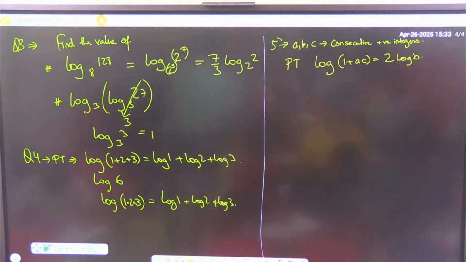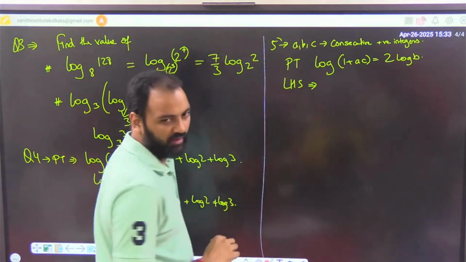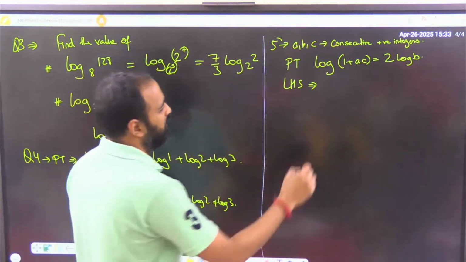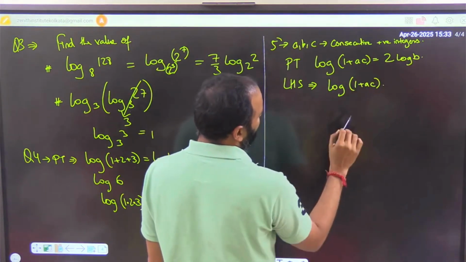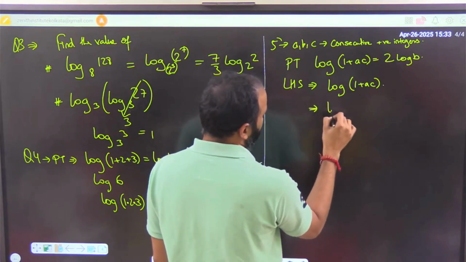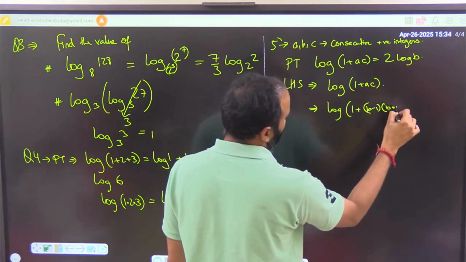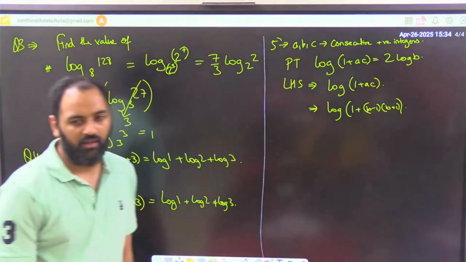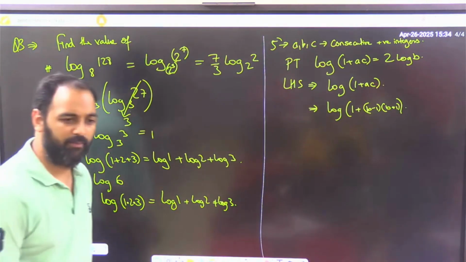Can we say that A in that case would be like B minus 1, and C would be B plus 1? Consecutive integers, no? Like we do for all provings, we start with the left hand side. The left hand side is log of 1 plus AC. But considering that A, B, C are three consecutive integers, this is like writing log of 1 plus B minus 1 times B plus 1. Now what happens to B minus 1, B plus 1? B square minus 1.